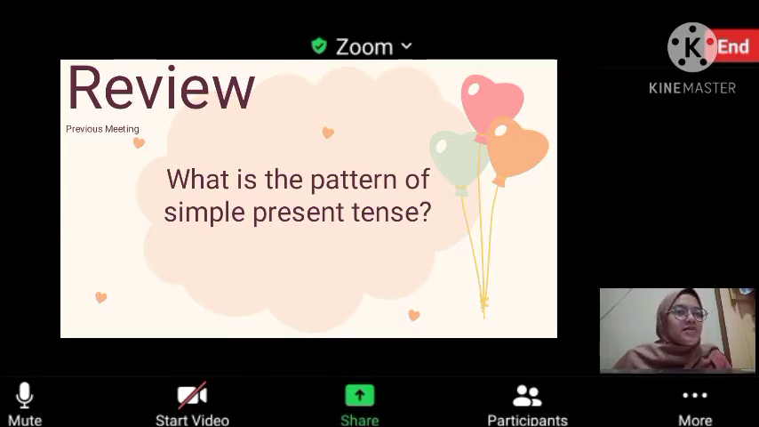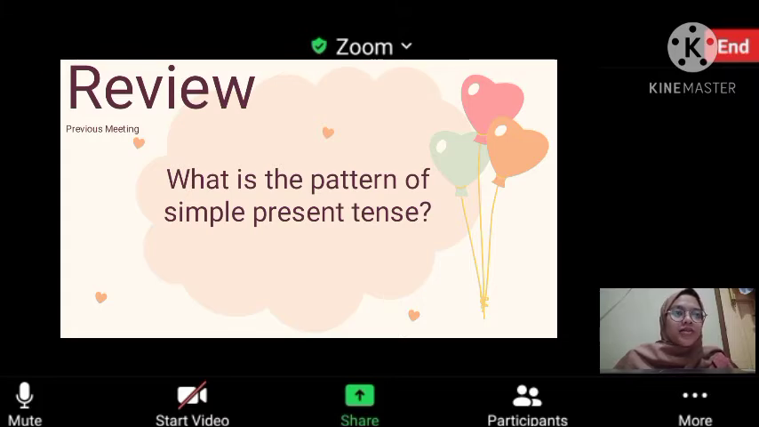We learned about the simple present tense pattern last week, and there are two types of simple present tense form or pattern. The first one is the pattern or form for lexical or verbal sentences. It's subject plus verb 1. If the subject is third person singular, including she, he, or it, we have to add s or es after the verb. For example, she works in Bandung. It's for a positive sentence.